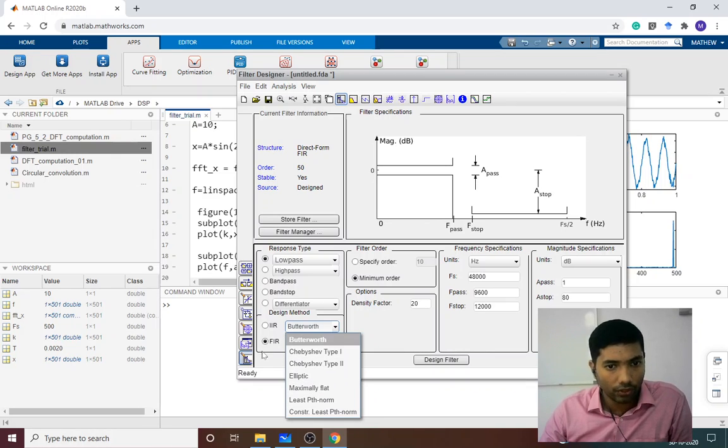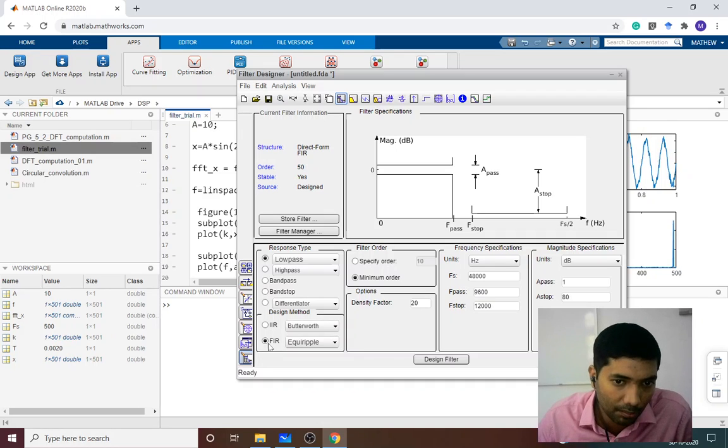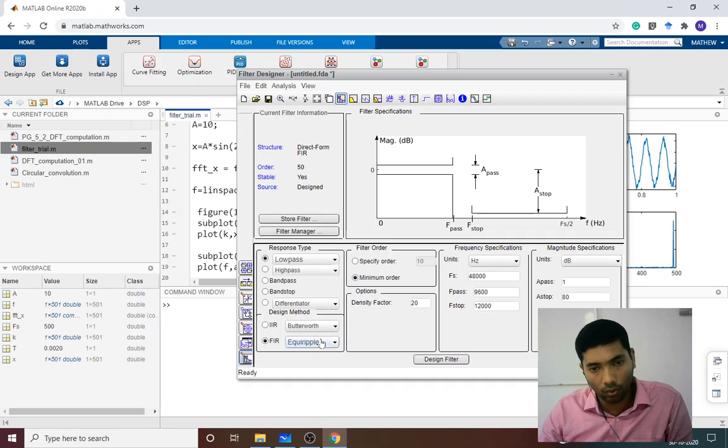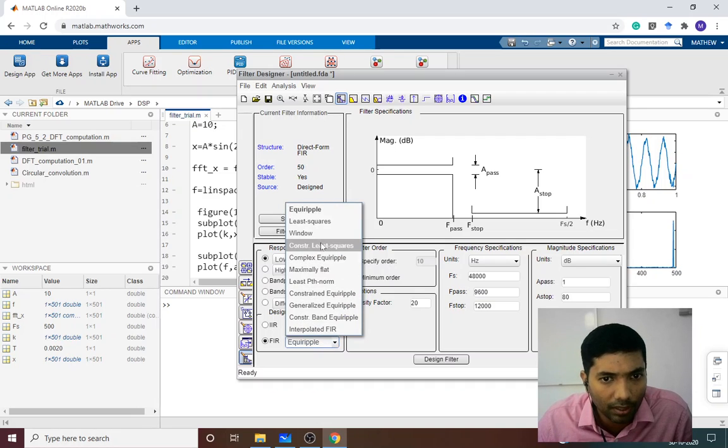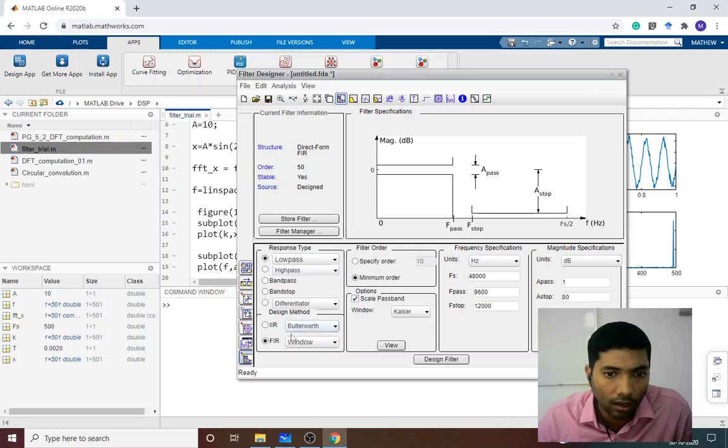Okay, so for the moment, let's keep it simple. Let's design an FIR filter, and you know that an FIR filter only has a numerator part and it has only zeros. The denominator part is unity, and you know the reason for that, so I'm not explaining that here. So let's choose any method. For the moment, let's choose the window method of designing an FIR filter.